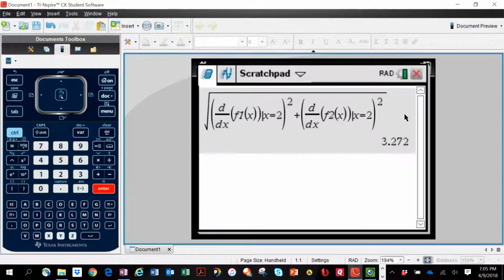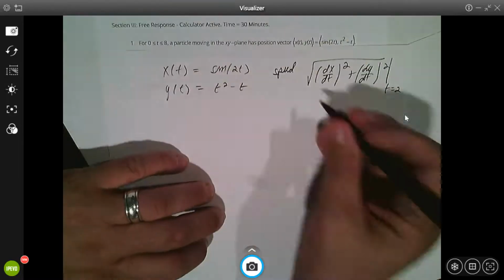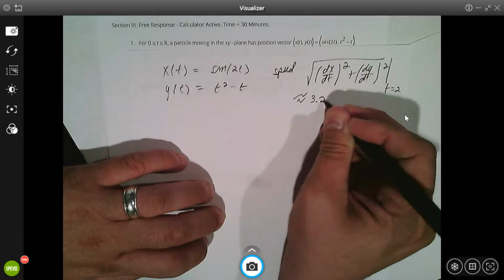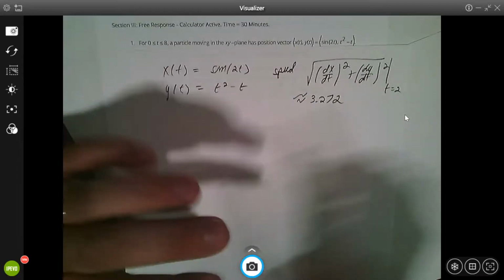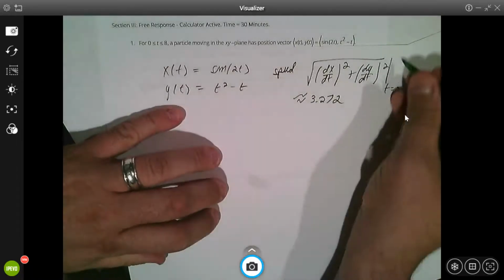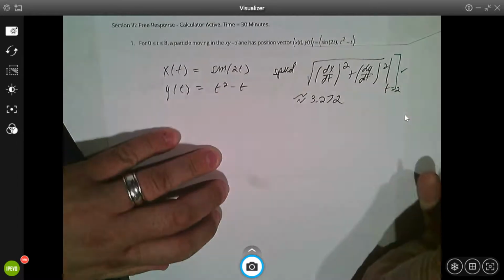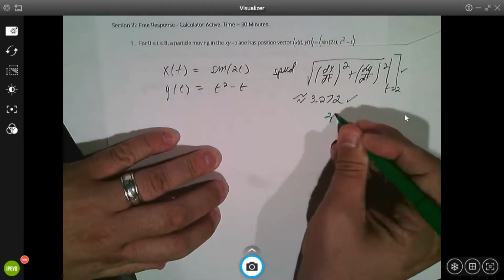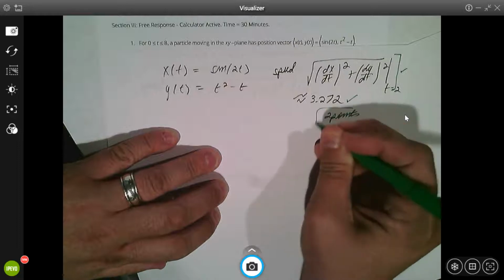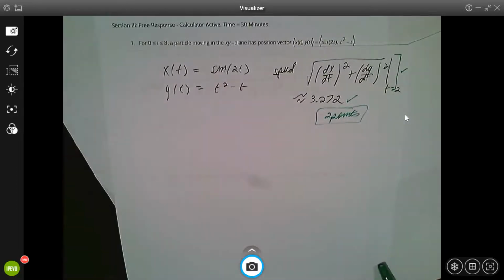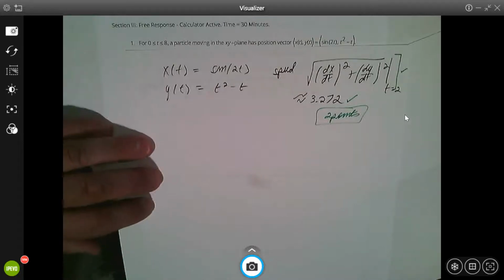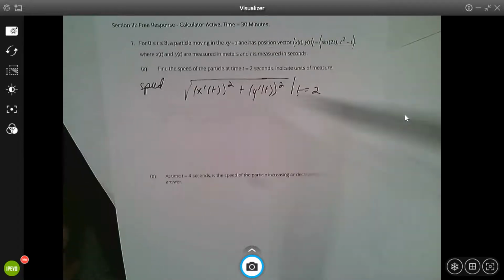That matches the College Board, so excellent. So the value is approximately 3.272. They awarded 1 point for this initial expression, 1 point for the 3.272. So we've picked up 2 points, and the calculator really has done the majority of the work here. All right, let's move on to part B.